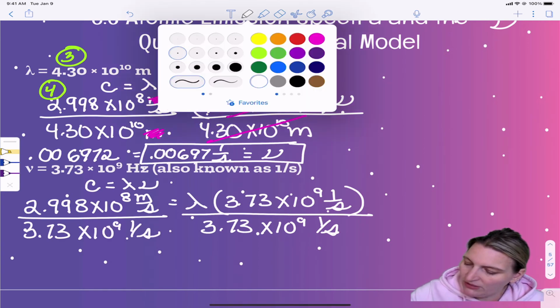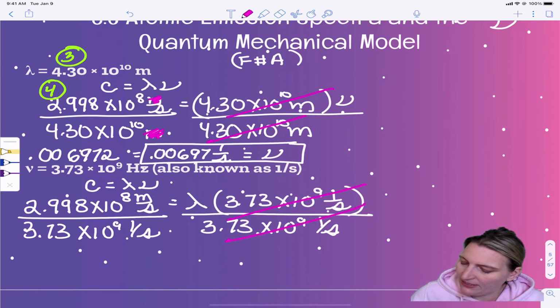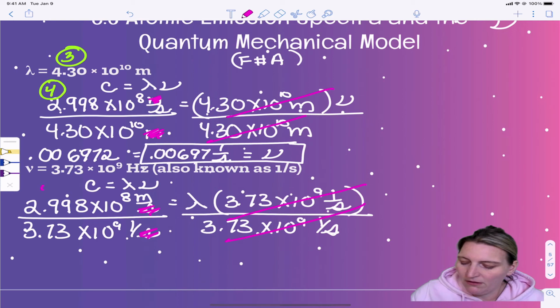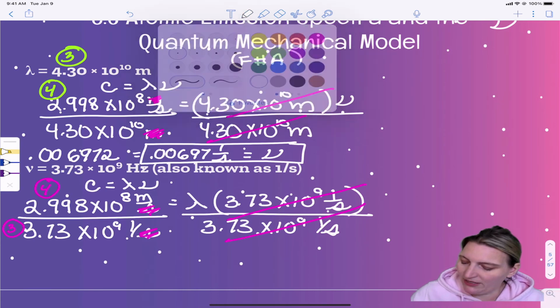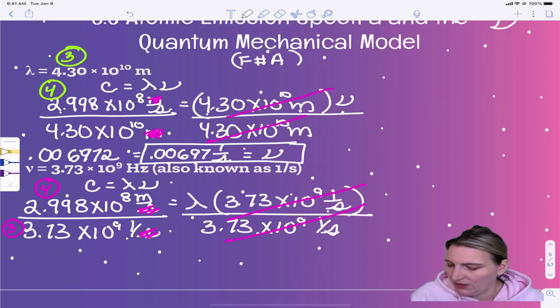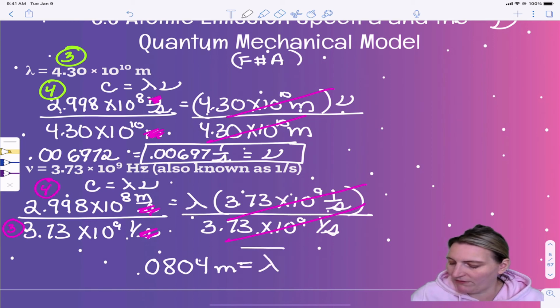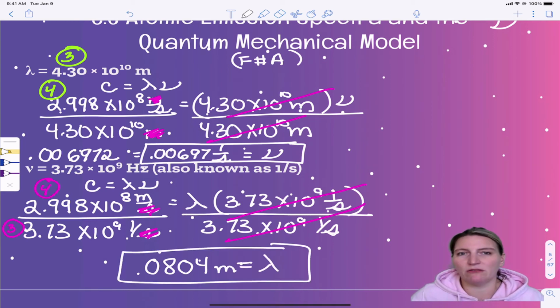Look at how my units cancel out. Everything on the right cancels. My seconds in the denominator cancels. The speed of light has 4 significant figures. The frequency has 3 significant figures. So my wavelength will be 3 significant figures, 0.0804 meters. And that's my wavelength right there. Beginning zeros, not significant.